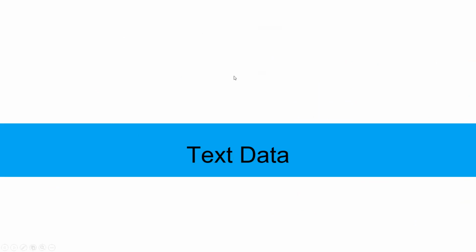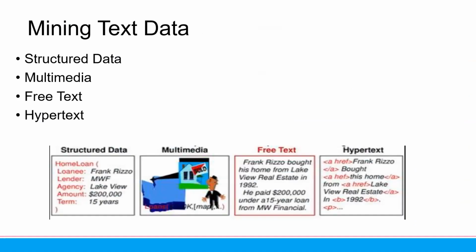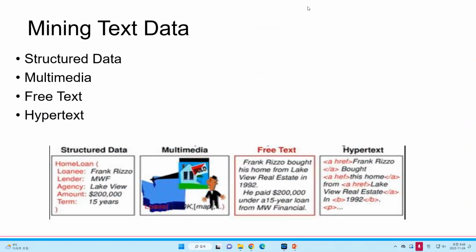Now, I would like to explain about another kind of data, which is text data. Text data is also very popular in data mining, and we can make some categories for the text data. How can we mine the text data? To mine text data, we can start from the structured data. The structured data means, this is the example.